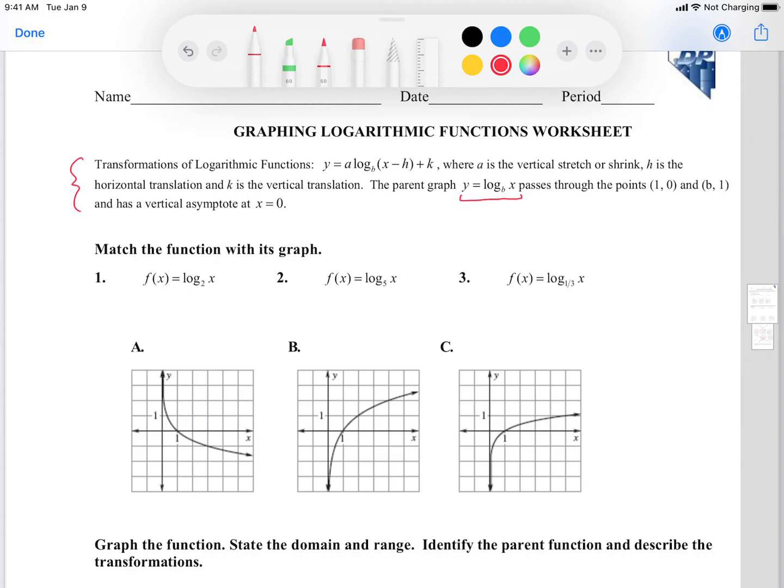All right. On the count of 3, I want you to show me on your hands which ones you think they are. Okay? So, number 1. Is it A, B, or C? Show me. Does it match with A, B, or C? I see lots of C's. You're all saying C.